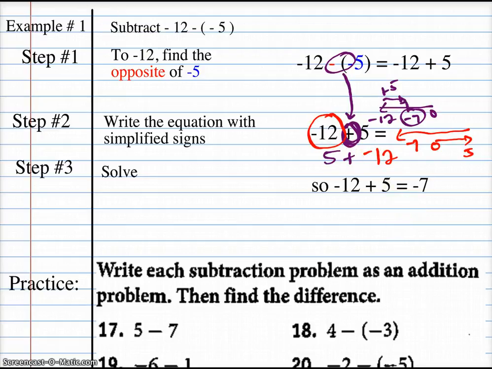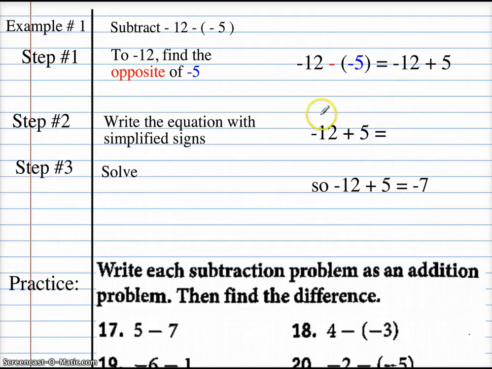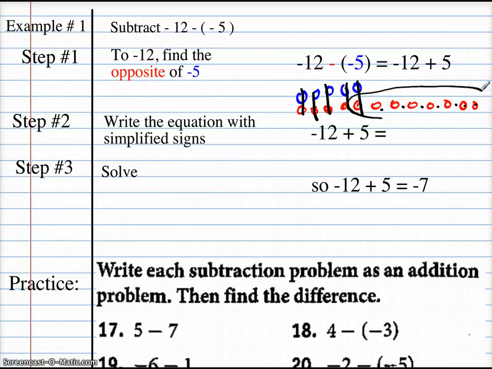Now you also have the option of writing this as 12 negatives. So 1, 2, 3, 4, 5, 6, 7, 8, 9, 10, 11, 12 negatives, and then you can do 5 positives. 1, 2, 3, 4, 5, and these make zero pairs again. 0, 0, 0, 0, 0, and then your answer is 1, 2, 3, 4, 5, 6, 7 negatives. Okay, chip model. That's the other option.